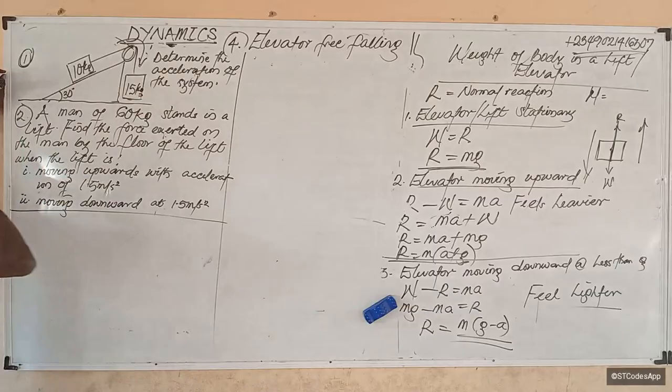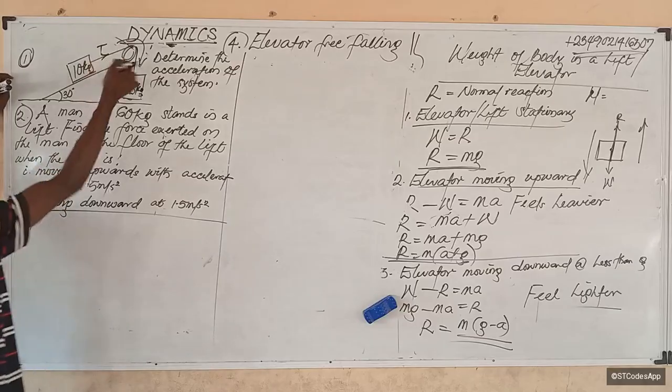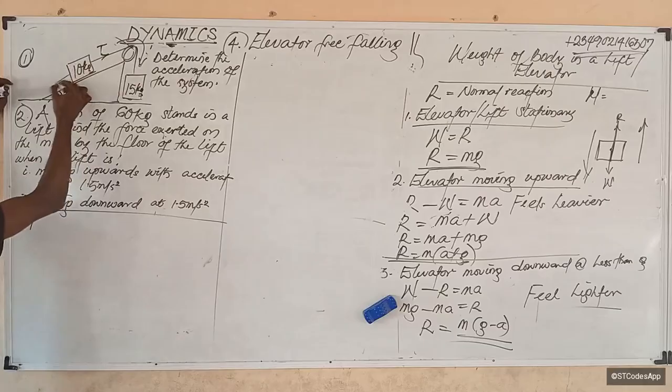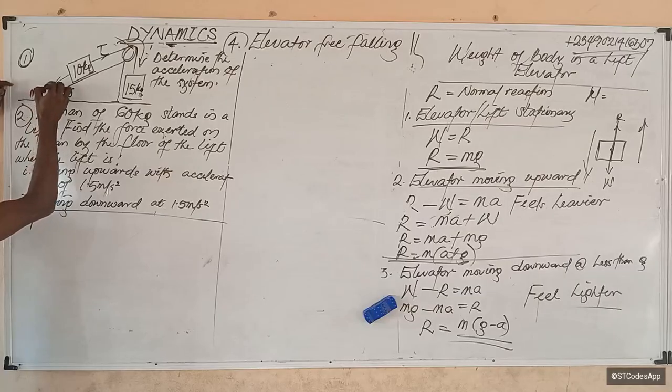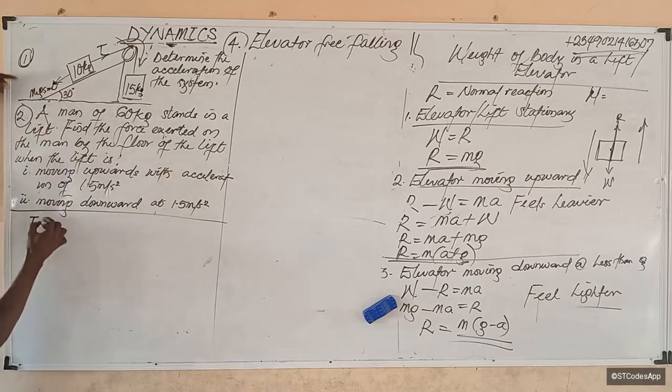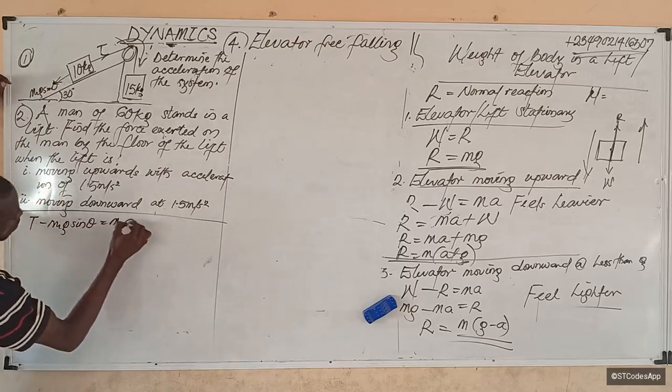So if the body is accelerating in this direction, then we know that for M1, tension is positive because it's in the direction of motion, but the weight component of this body, m1g sine theta, is negative, right? So T minus m1g sine theta is equal to m1a.